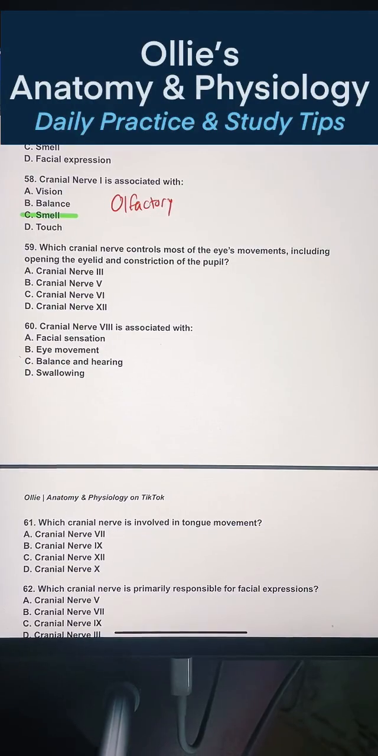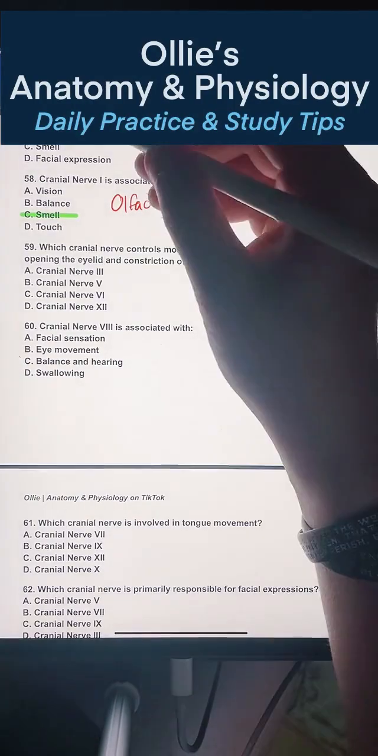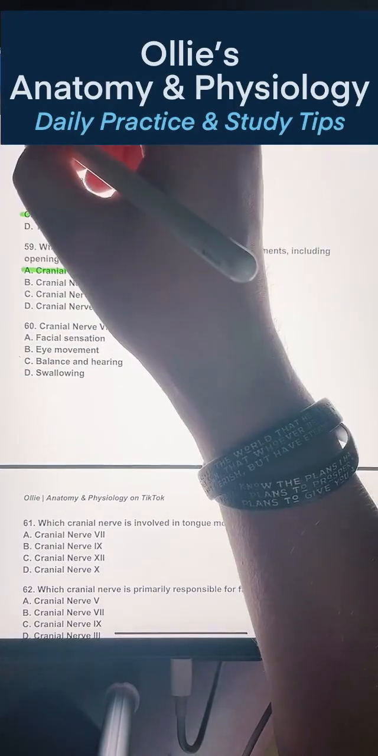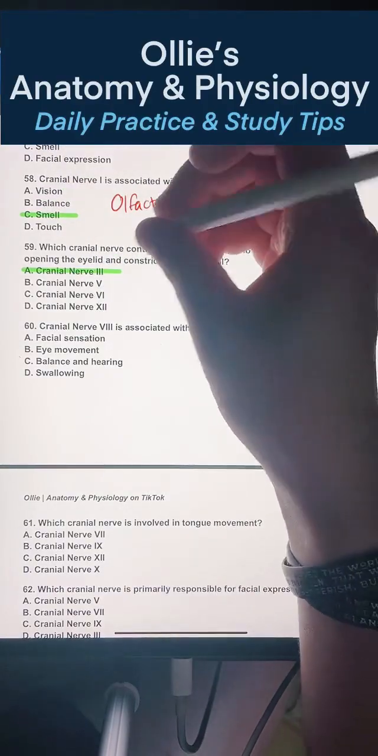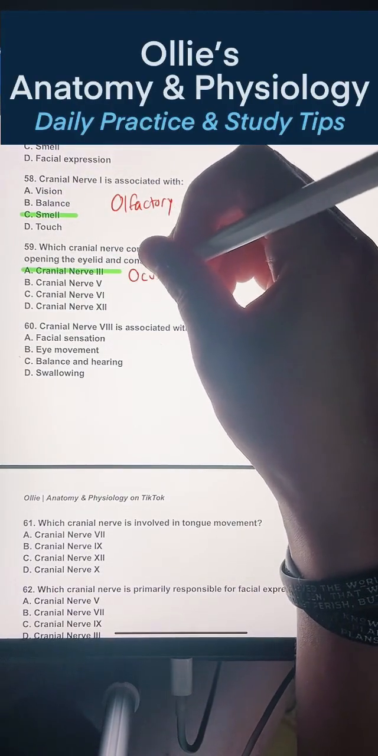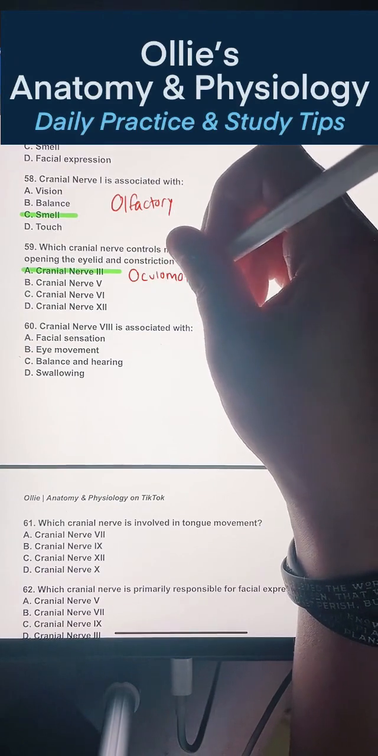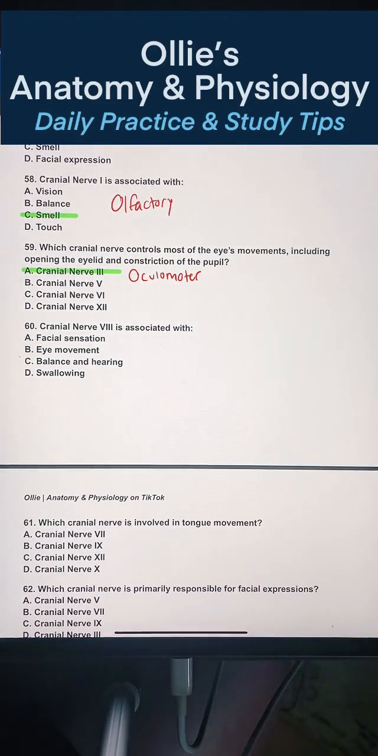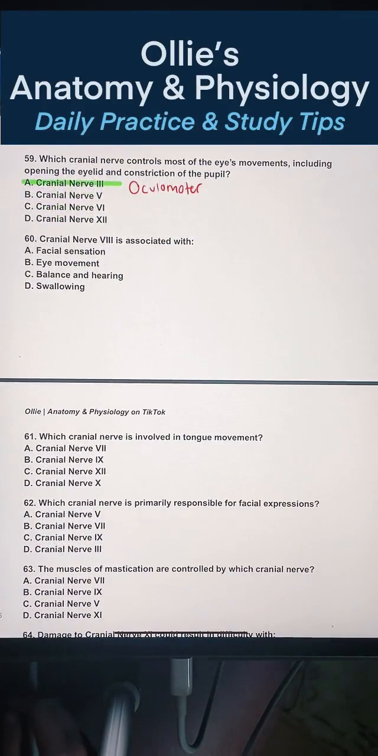The answer is A. It is cranial nerve 3. Cranial nerve 3 is our oculomotor. It's going to help control the majority of the eye's movements, so opening the eyelid, constricting the pupil, etc. Number 60, cranial nerve 8 is associated with what?